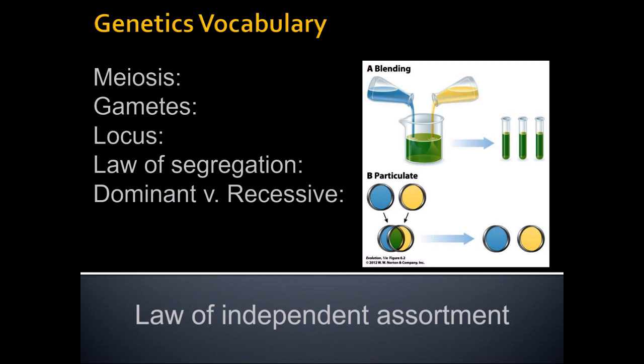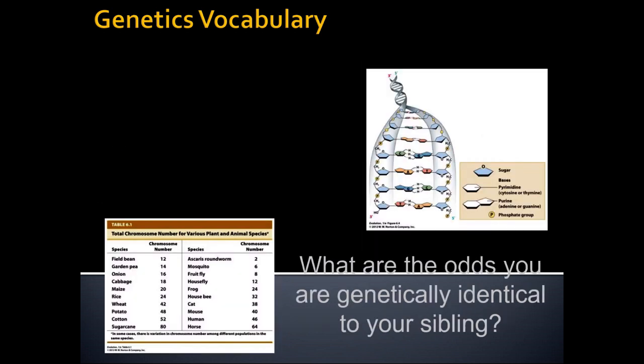Okay, and we'll talk about the law of independent assortment, which is more commonly known as, sometimes is known as, random assortment. We'll talk about independent assortment of alleles.